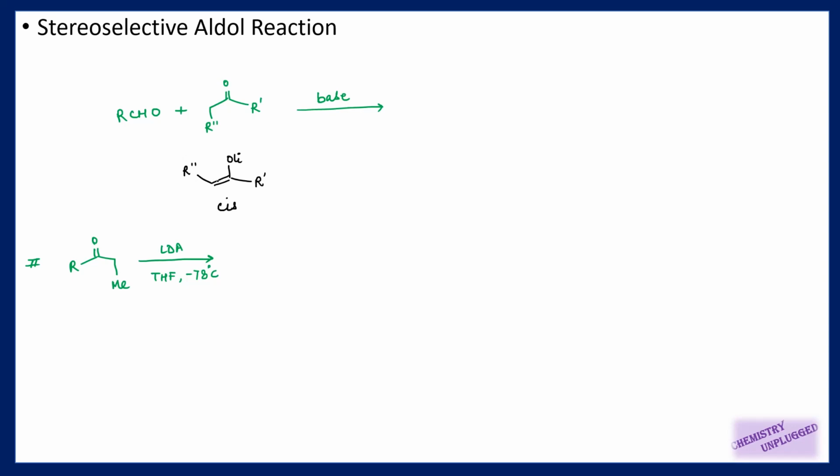We will have to check the OLi group, right? The oxygen containing group, whether it is on the same side as the bulkier group present on the second carbon atom of the double bond. If they are on the same side, then it is cis. If they are on different sides, then it is trans enolate. Right, and when we are using two different types of enolates, there is a possibility that we will get different types of aldol after reaction.